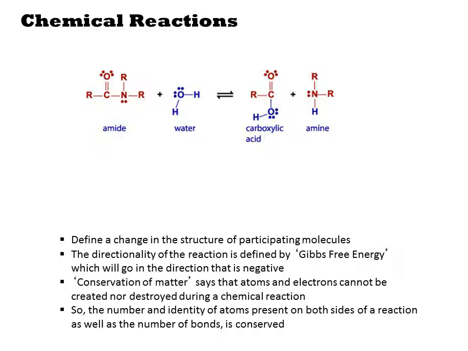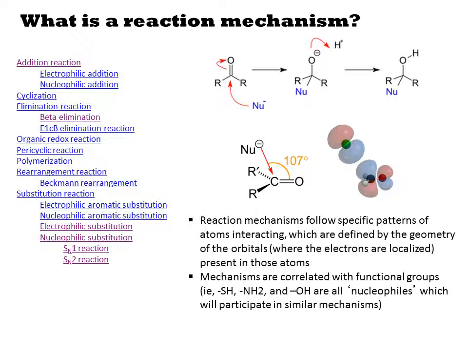Chemical reactions define a change in the structure of participating molecules. There is a state to the atoms involved before the reaction, and there is a state when it is complete. The difference in energy between the two states is called the Gibbs free energy, and when it is negative, the reaction occurs spontaneously. During a chemical reaction, neither atoms nor electrons can be created nor destroyed. They are simply being rearranged. So the total count of atoms or electrons is conserved across the two sides of the equation.